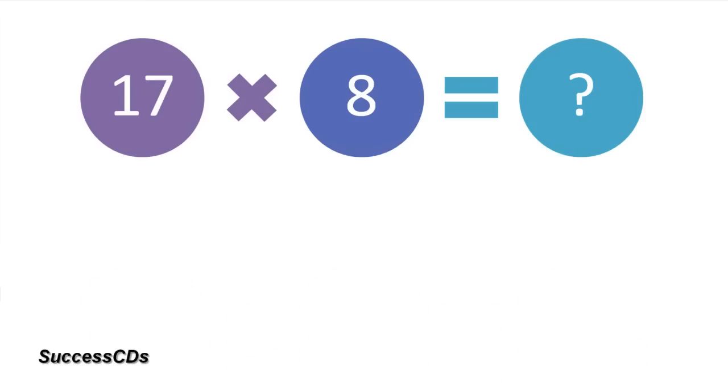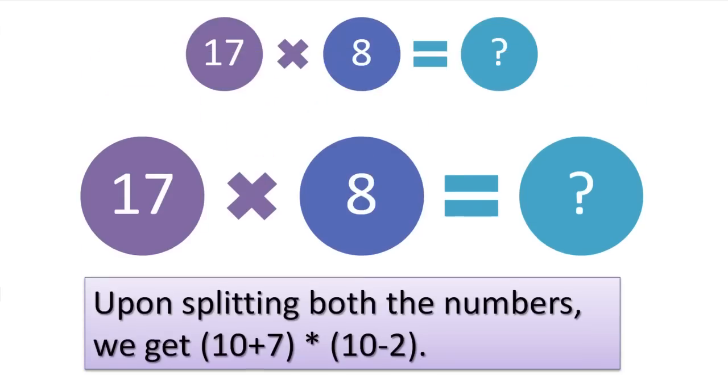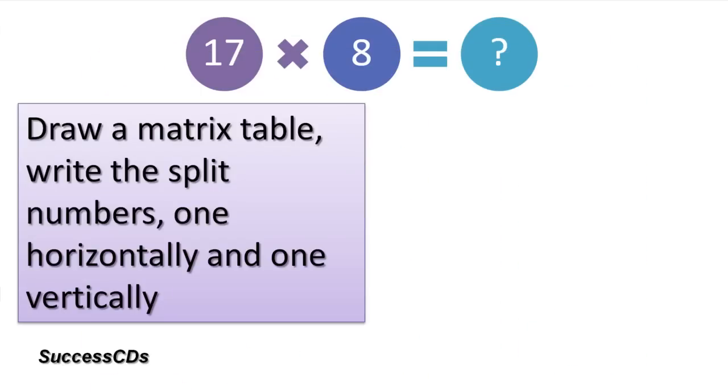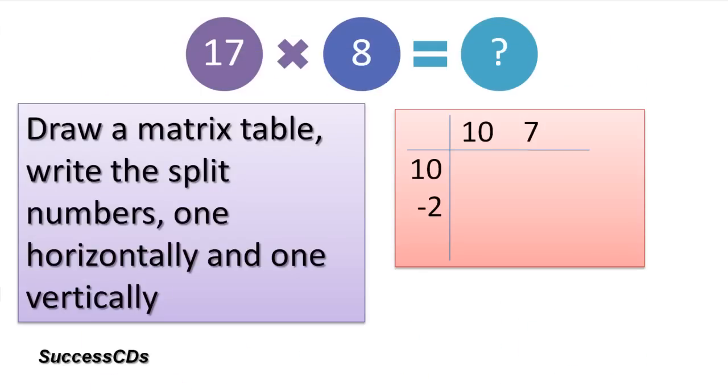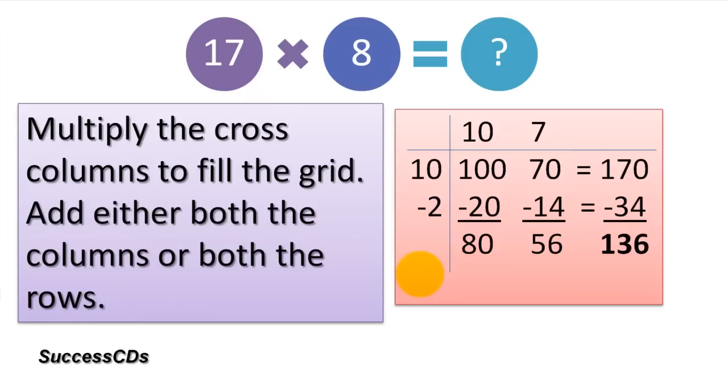Another example is 17 multiplied by 8. Again we will split both of these. We can write 17 as 10 plus 7 and 8 can be written as 10 minus 2. So the next step, again we will draw a matrix table and we will write the split numbers. We have split 17 into 10 plus 7 and we have split 8 into 10 minus 2. Next we will multiply the cross columns and fill the grid.